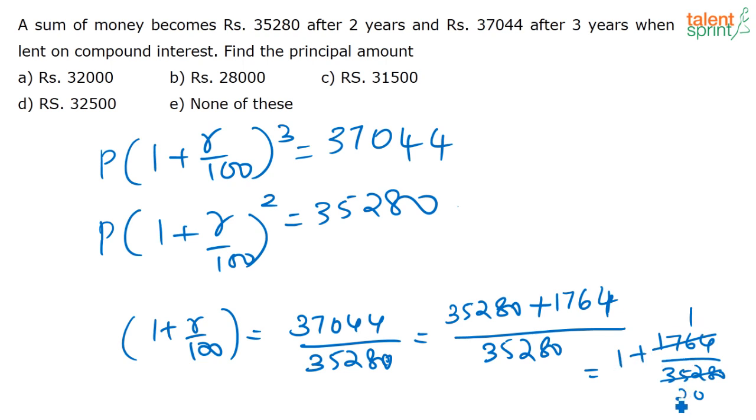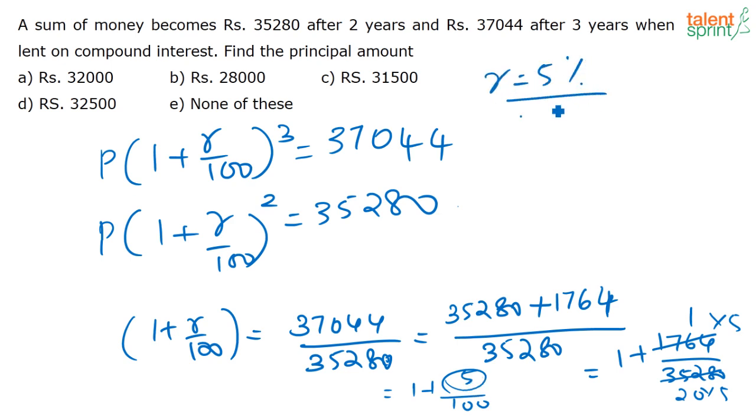So 1 plus 1 by 20 is equal to 1 plus, if I multiply the numerator and denominator by 5, basically trying to make the denominator 100, 5 by 100. So I get R equal to 5%. Once you get R equal to 5%, you can directly substitute and get the value of P. Is it clear to all of you? So you get P equal to 32,000.